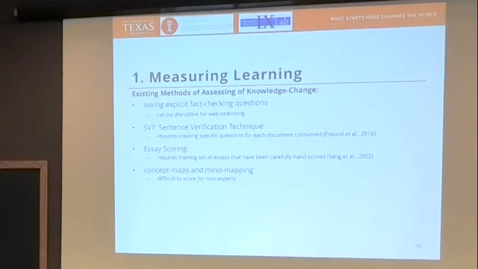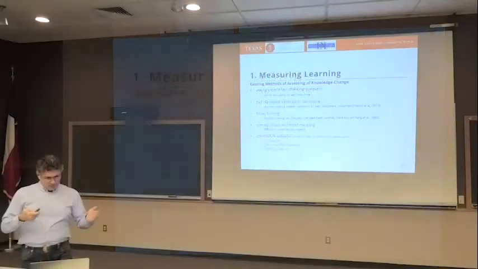Another way is to ask people to write a free-form short essay, and then the essay is scored. That is more general in the sense that we don't need to create specific questions. However, scoring essays is, again, not straightforward. There are other approaches where people are asked to draw concept maps, showing relationships between different concepts that they have learned. They have been used effectively, but again, scoring such drawings, concept maps, is not straightforward. Yeah, I already mentioned drawbacks.